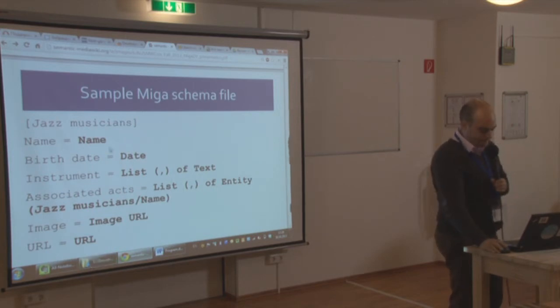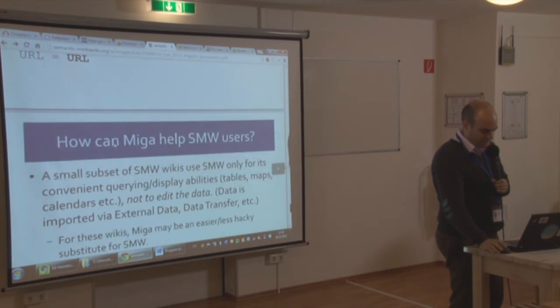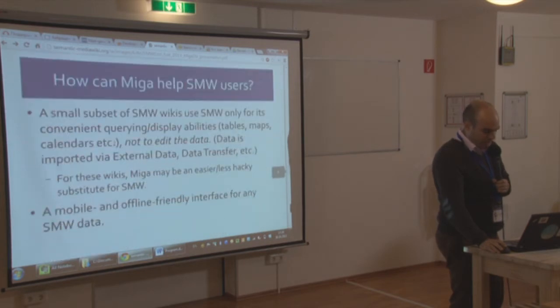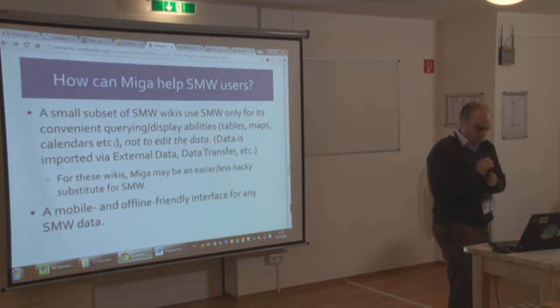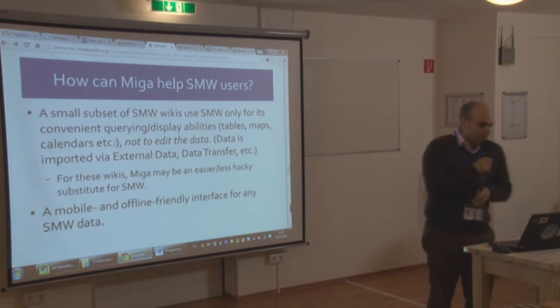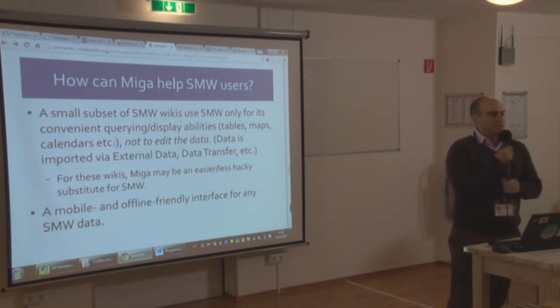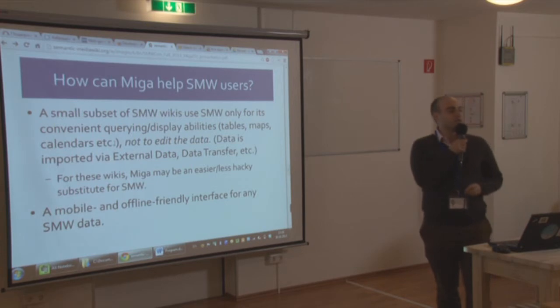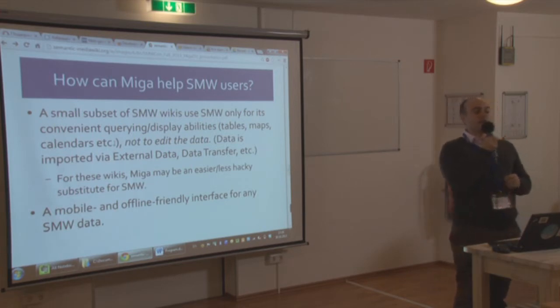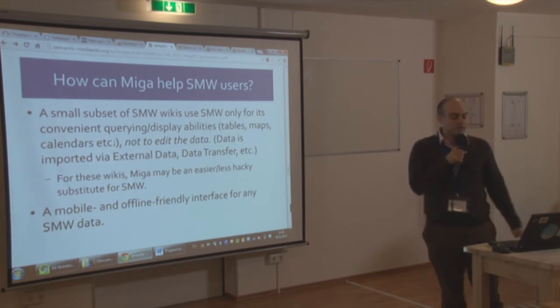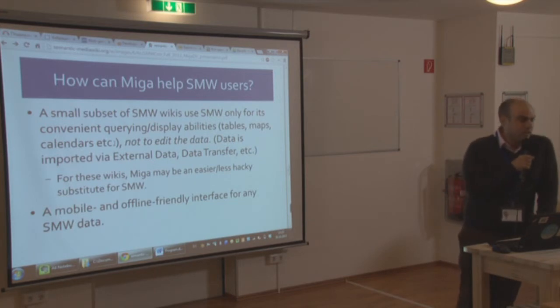There's nothing else, just the data and something like that. So how can it help SMW users? There's a small subset of wikis that just use SMW because it's so convenient to do querying and create maps and all that, but don't actually want to use it as a wiki. So this, in theory, could be used as a much easier approach for that kind of thing.